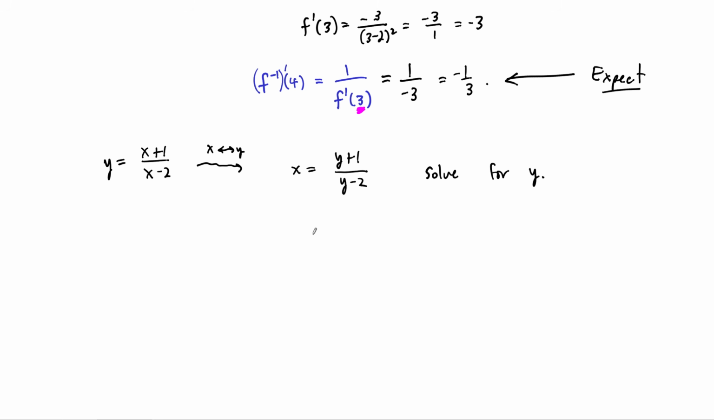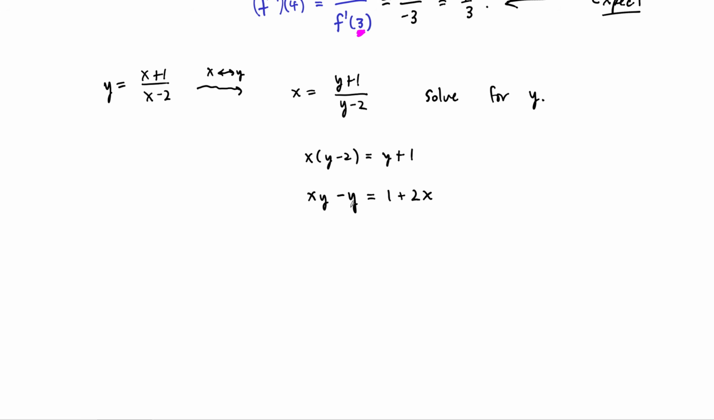So a little cross multiplying gives us x times y minus 2 equals y plus 1, and then some rearranging says we have x times y minus y equals 1 plus 2x. So, distribute the x and then rearrange. And then we can factor out and write this as y times x minus 1 equals 1 plus 2x. And finally here we get y equals 1 plus 2x over x minus 1.